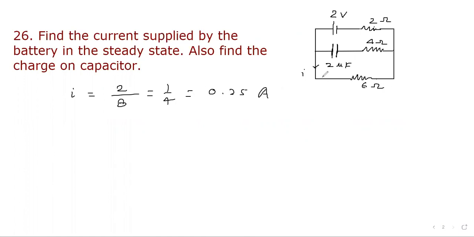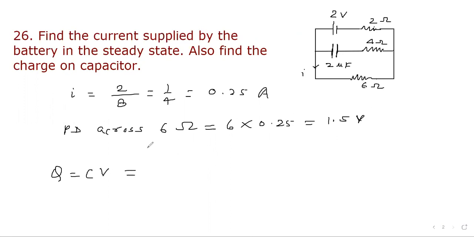Now further, if we find the potential difference across this 6 ohm, the same potential difference will be across the 2 microfarad capacitor. So the PD across 6 ohm will be 6 times 0.25, which is equal to 1.5 volt. Now, we have to find out the charge on the capacitor. So Q equals CV. Capacitance is 2 microfarad, 2 into 10 to the power minus 6, into voltage 1.5 volt. So this will become 3 into 10 to the power minus 6 coulomb, which is our answer.